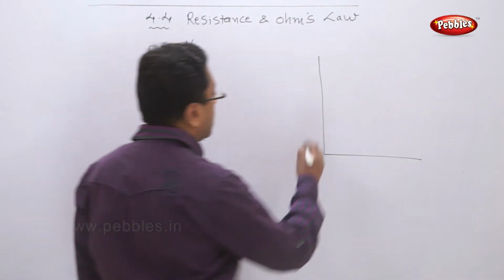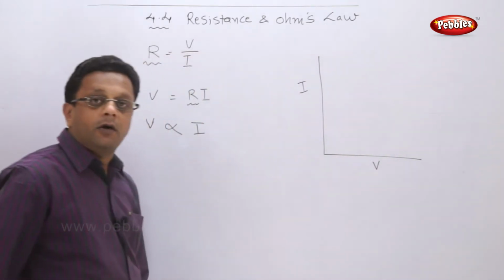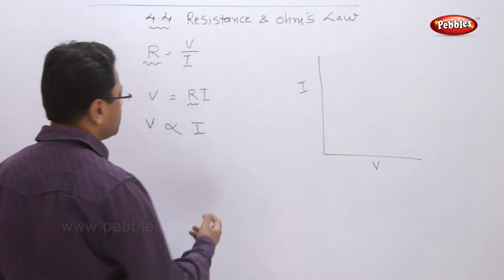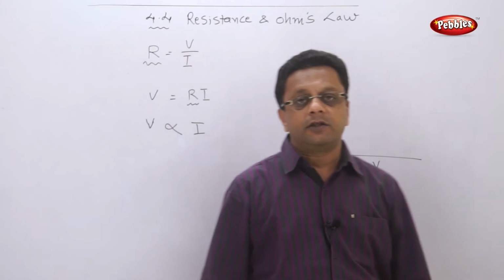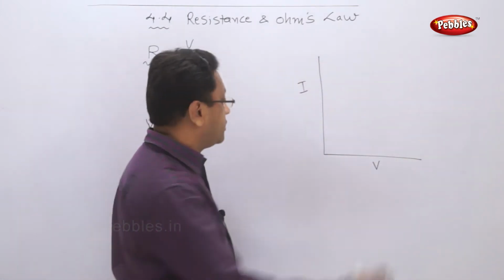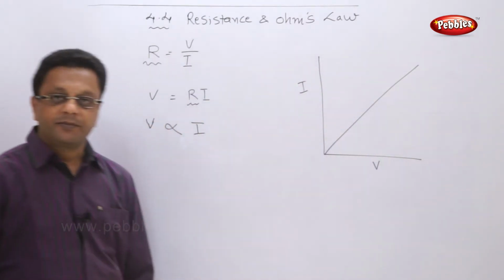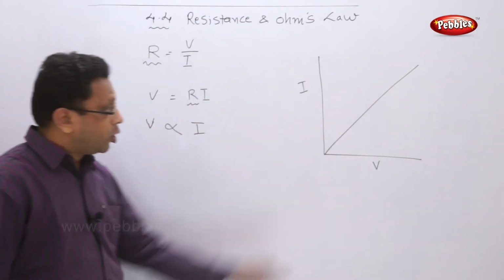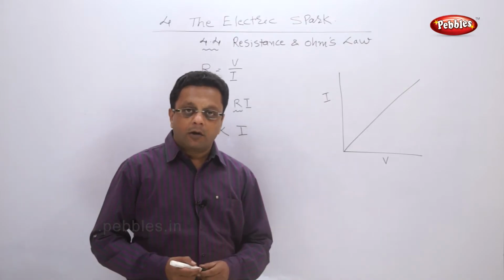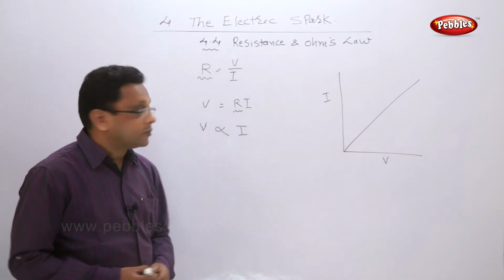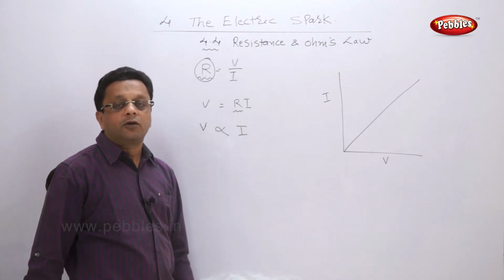Now if we plot a graph, current on the y-axis and voltage on the x-axis, that means if we go on increasing voltage, the current will increase, and if we go on increasing current, the voltage will increase. This graph will show you a straight line. The slope of this graph will be 1 everywhere. Now, in honor of George Ohm, the unit for resistance is called ohm.